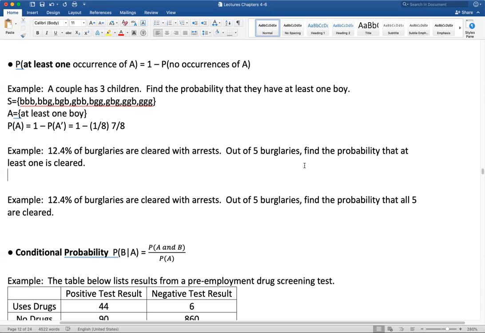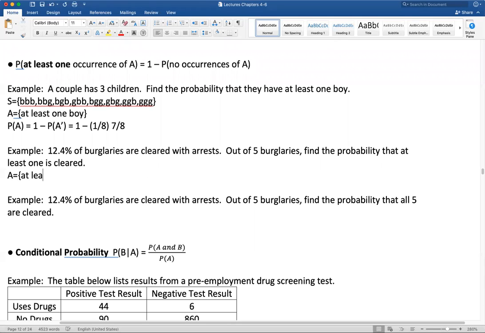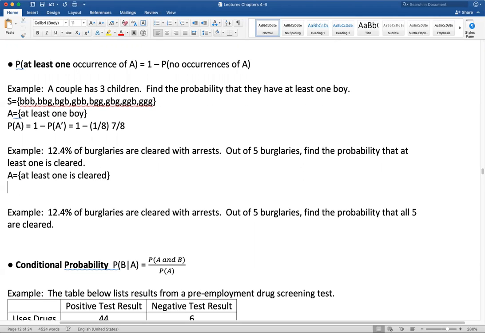Next example: 12.4% of the burglaries are cleared with arrest. Out of 5 burglaries, find the probability that at least one is cleared. Whenever you see "at least" in the problem, you've got to use the rule of complementary event. Let's say event A is the set of all outcomes showing that at least one is cleared. Then we find P of A using the rule of complementary.